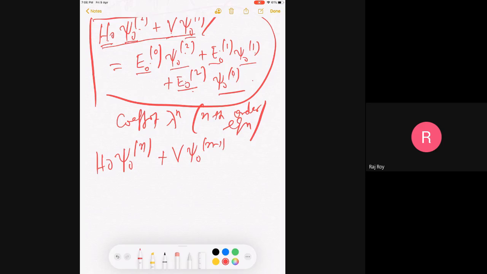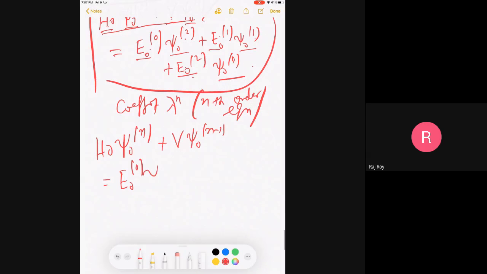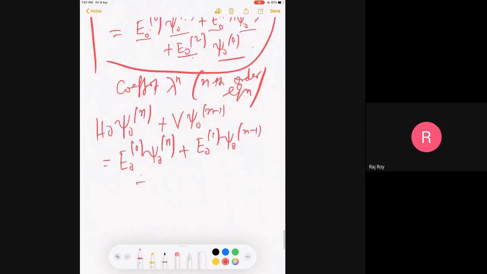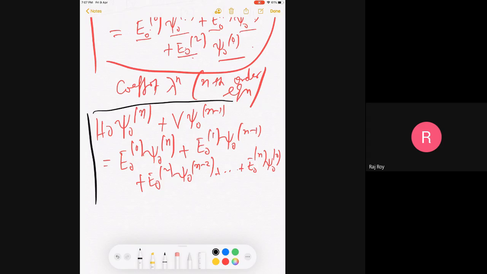Then go to the right hand side. You start from E0, 0. This will be psi 0n. Then I will have E0, 1, psi 0n minus 1. Then I will have E naught 2, psi 0n minus 2. And now it will continue till I hit E naught n and psi naught 0. Then it is over. See how simple it is to write. You just have to keep the book keeping, right? Is it clear?